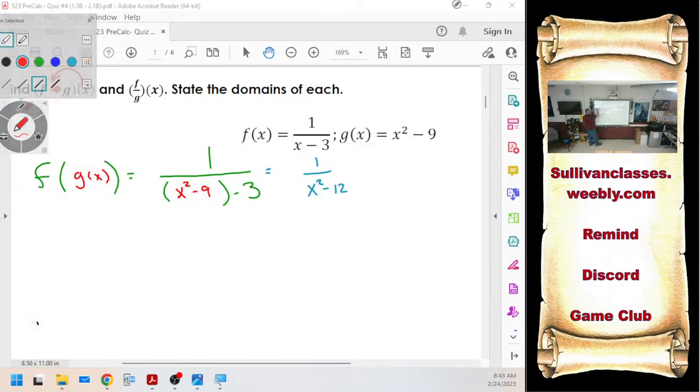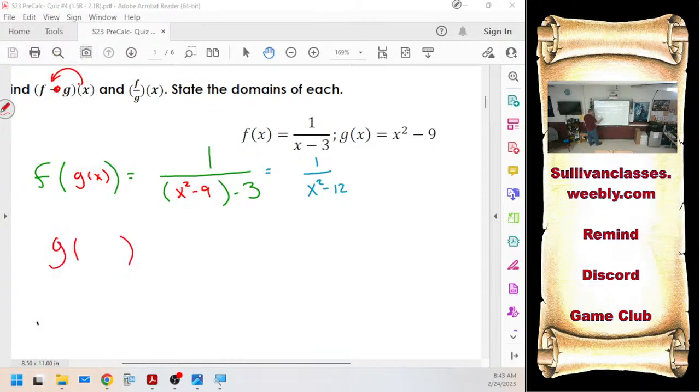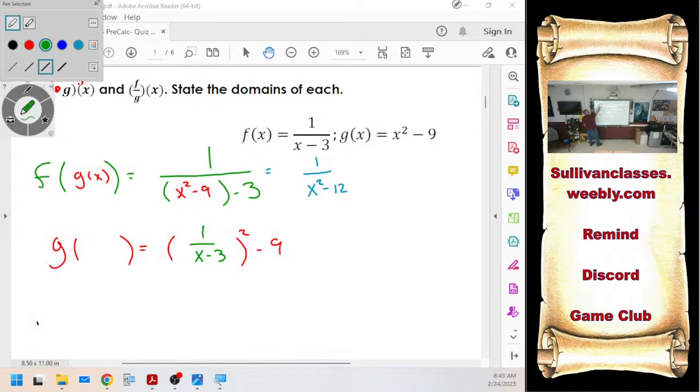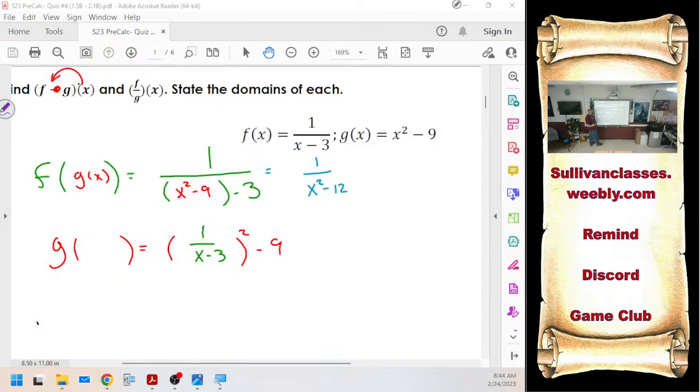G of a thing says square a thing and subtract 9. If thing is 1 over x minus 3, be careful that when you square a fraction, it's a fraction of squares. You square numerator and denominator. Okay? So if I square 1, well, 1. If I square x minus 3, if you need to write out the binomials and distribute it so you don't square like a freshman, then maybe you should write them out.